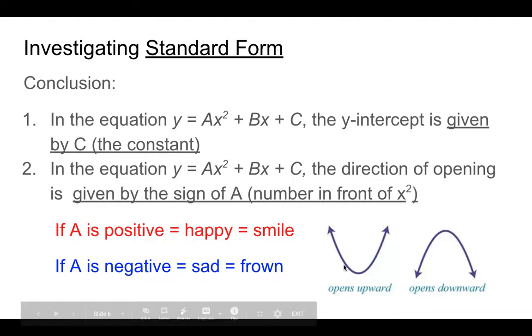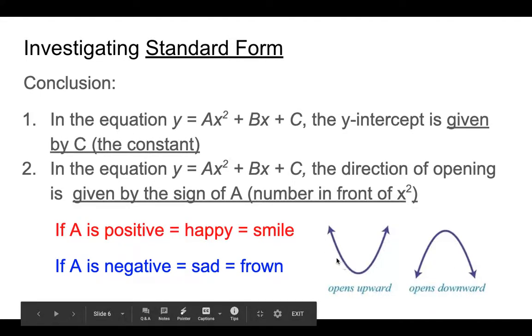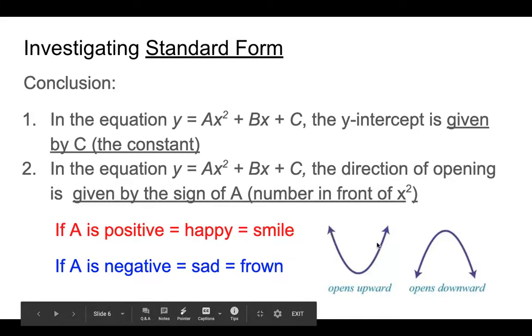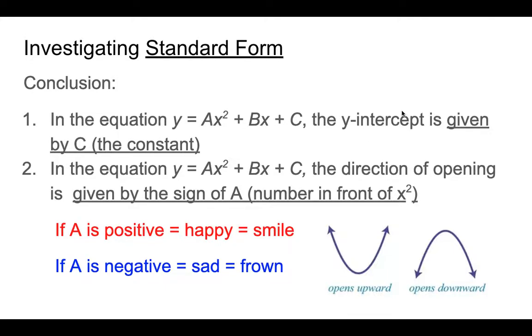So this would be for a positive a value. It's happy, so it's smiling. You can see this looks like a smile, so it's opening up. And if it's negative, it's sad, so it's frowning, and so it's opening down. Okay, so that's the summary at the bottom of the first page of the investigation.